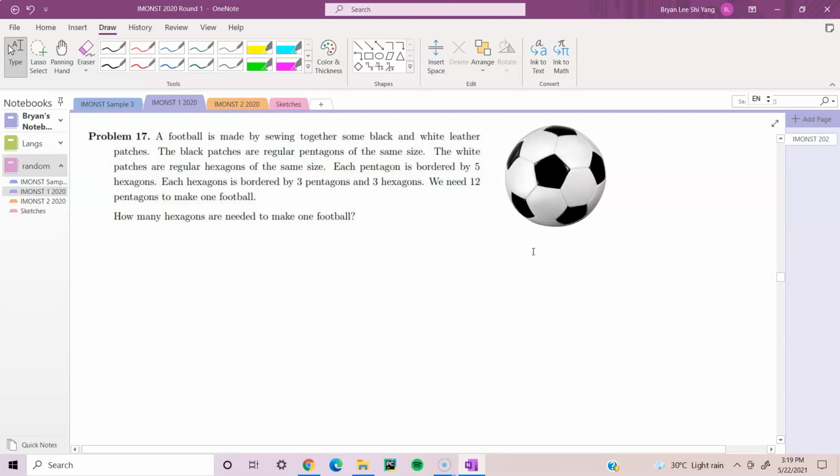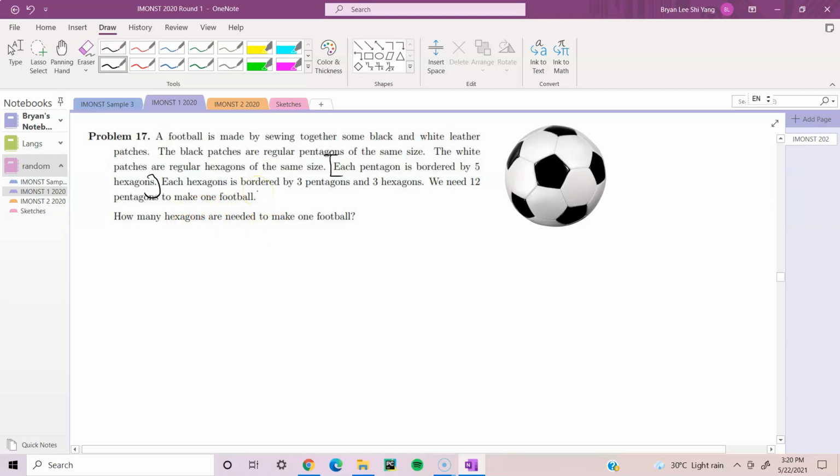A football is made by sewing together some black and white leather patches. The black patches are regular pentagons of the same size. The white patches are regular hexagons of the same size. Each pentagon is bordered by 5 hexagons. So we need to jot this down. Each hexagon is bordered by 3 pentagons and 3 hexagons. We need 12 pentagons to make one football. How many hexagons are needed to make one football?